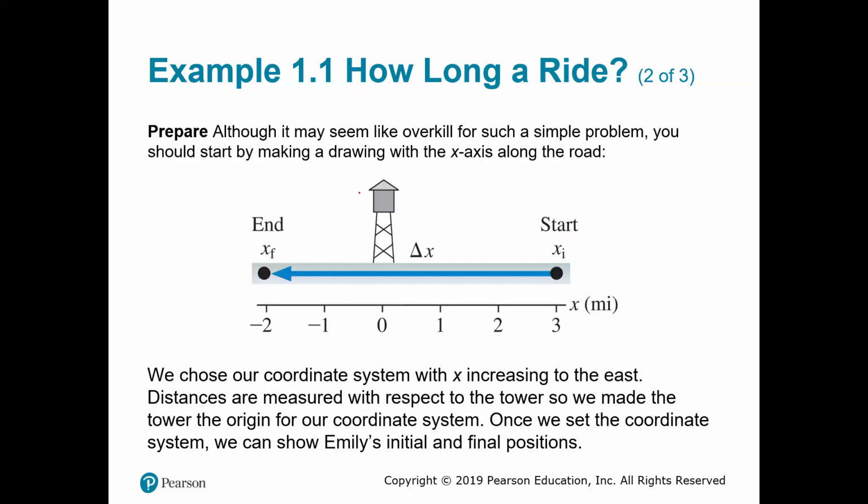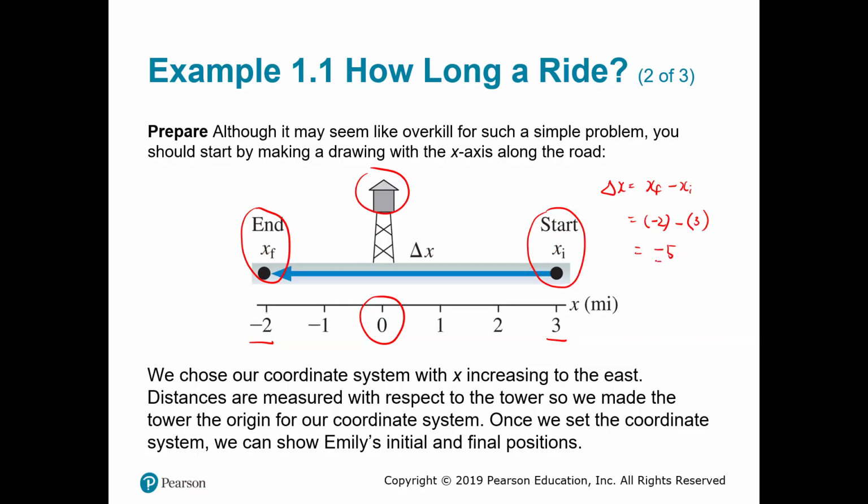Very simple. You have a water tower here, and this is the origin. Emily starts from here, at 3, and ends here, at -2. Again, displacement is always x final minus x initial. What is x final here? x final is -2, and then you still have a minus sign here, and x initial is 3. So that means this is minus 5.